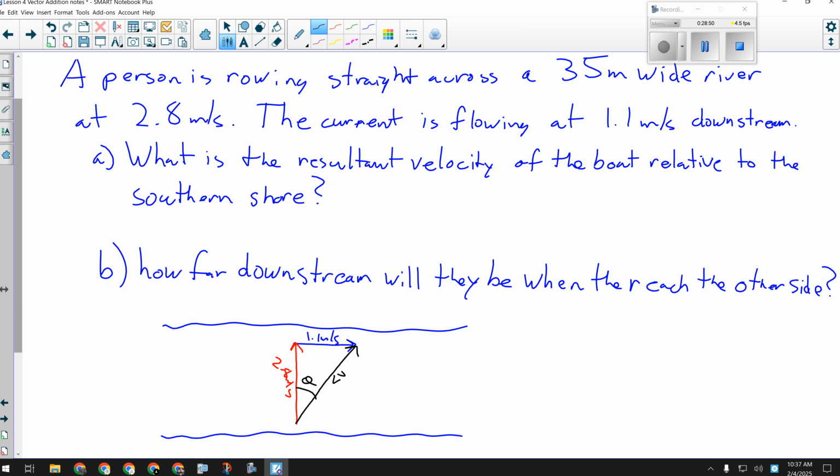Okay, is that the angle they want? No, they want this one, which is fine. We'll just go 90 minus to get that. Okay. All right, so I need to find the resultant velocity of the boat. Is that a pretty easy calculation? I have to do Pythagorean theorem and trig, and then I'm good on that. Okay, so to answer part A, first thing we would do would be to go that v equals the square root of 1.1 squared plus 2.8 squared. That'll get us the magnitude of that velocity.